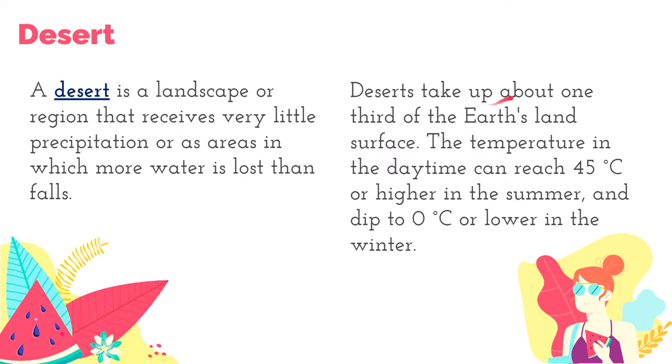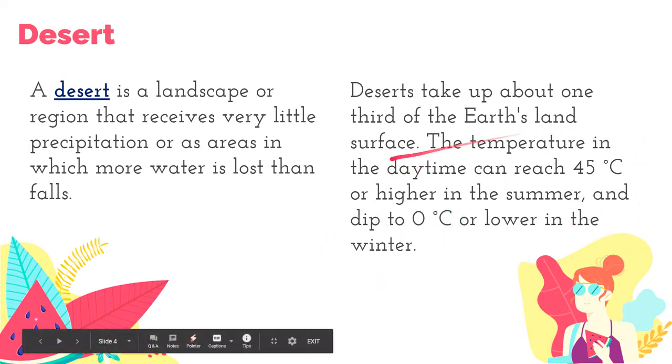Deserts take up 1/3 of the Earth's land surface, and their temperature is quite extreme. In the daytime, the temperature can reach as hot as 45 degrees Celsius or higher, even higher during summer. And it can dip to 0 degrees Celsius or lower during winter. So the temperature is quite extreme, okay? Extremely hot or extremely cold.